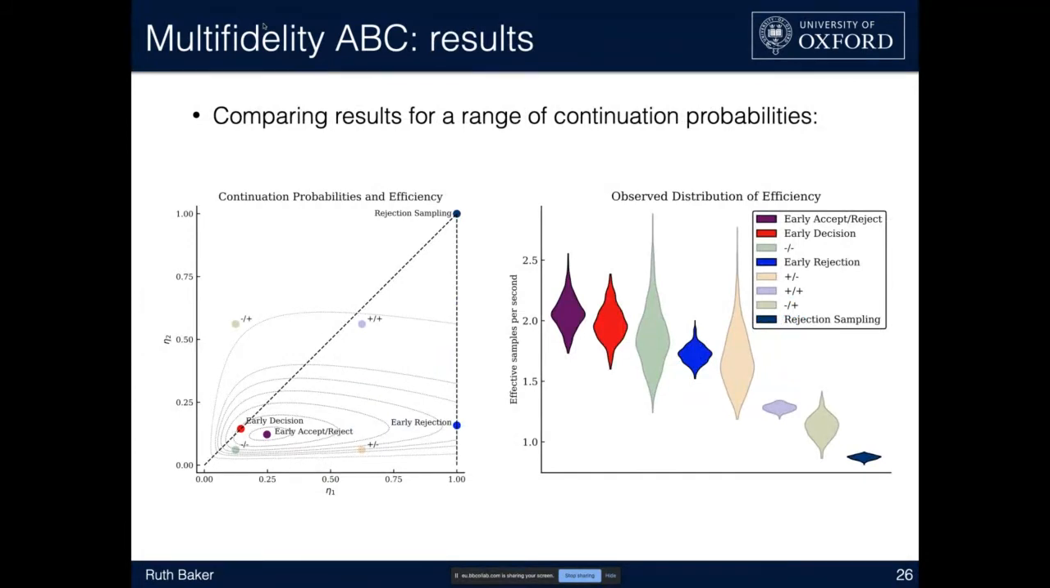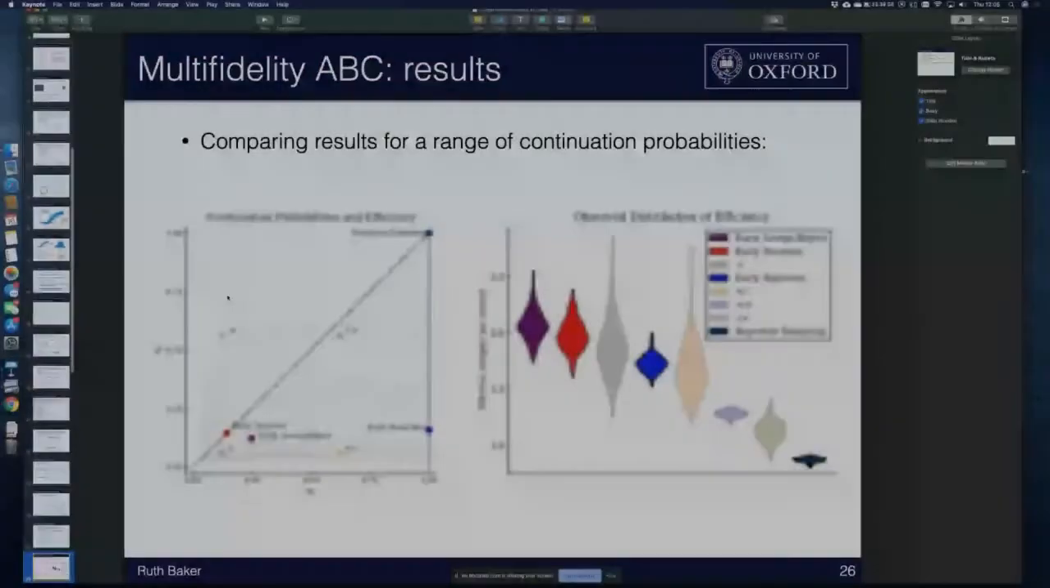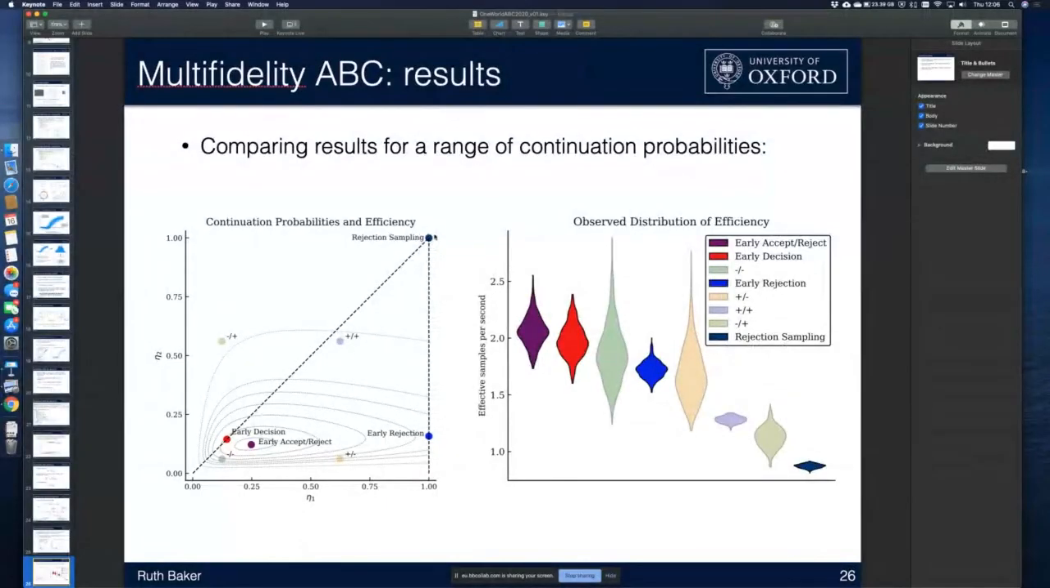So this is essentially just a plot that shows you where I'm picking parameters from in e⁻₁ and e⁻² space, and what the distribution of efficiencies are given those parameter values. So over here in the top right hand corner, if e⁻₁ and e⁻² are both 1, I've effectively just got ABC rejection sampling, and you can see that gives you the least efficient algorithm in terms of the effective number of samples I get from the posterior per second.